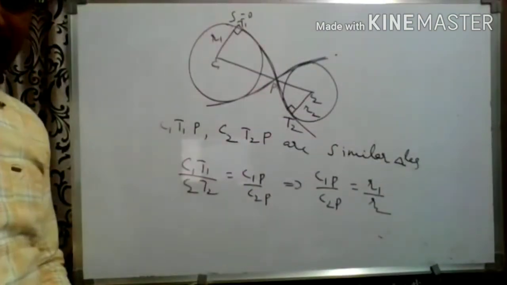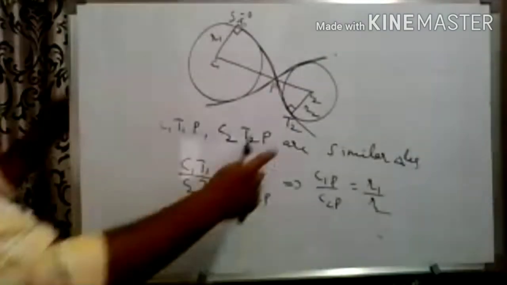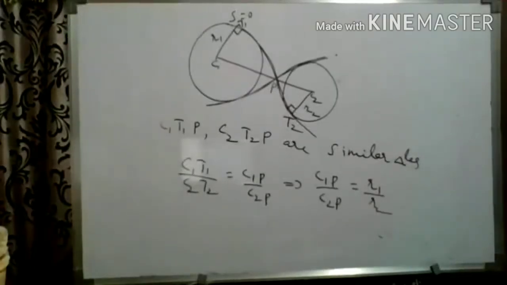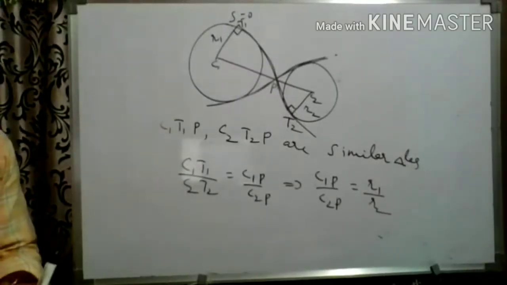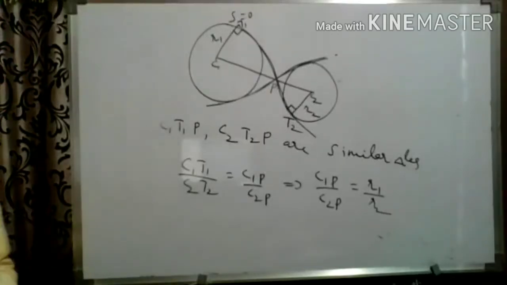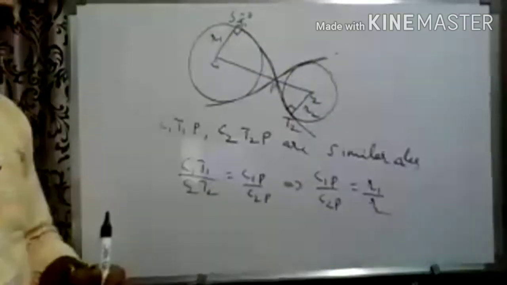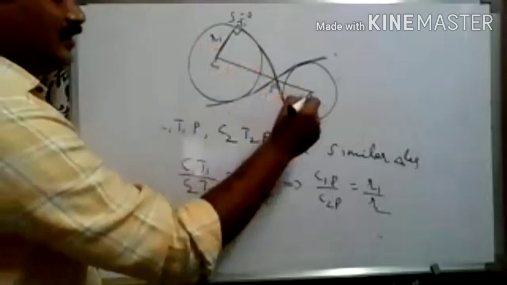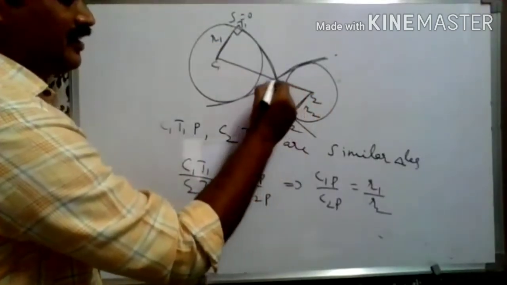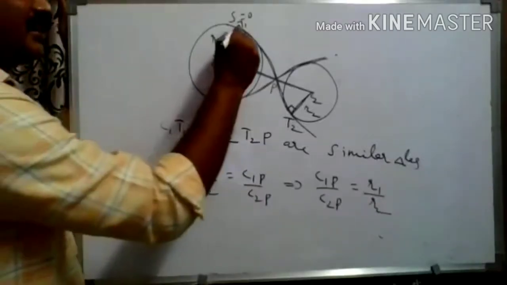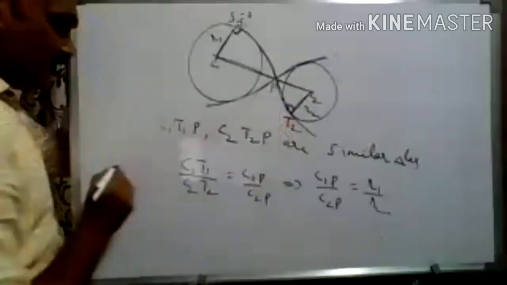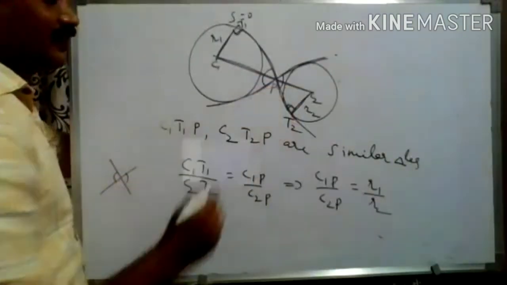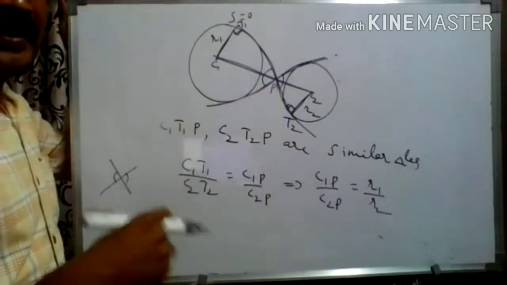The first circle is S equal to 0, and the second circle is S dash equal to 0. This is the radius of the first circle and this is the radius of the second circle. The line joining C1, C2, P. Students, here the angle is 90, here the angle is 90. When two lines intersect, the opposite angles are equal. So two angles are equal, and automatically the third angle is equal.